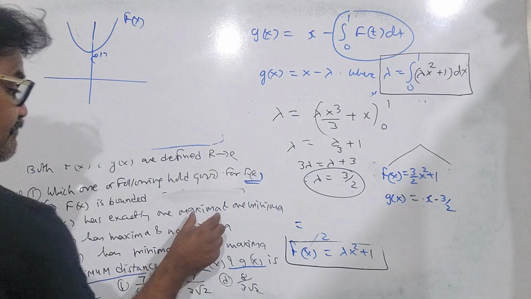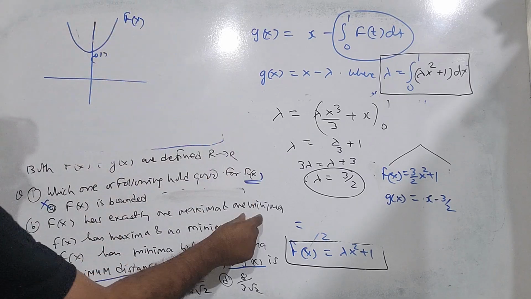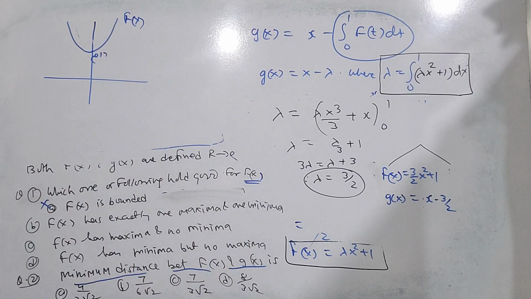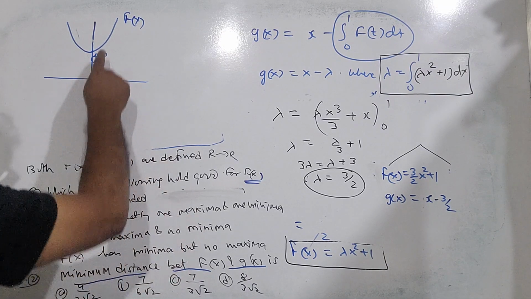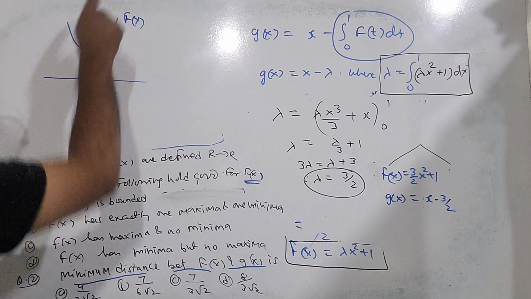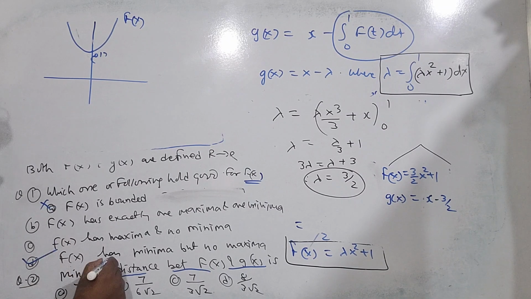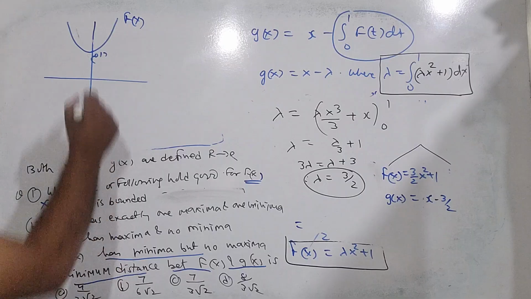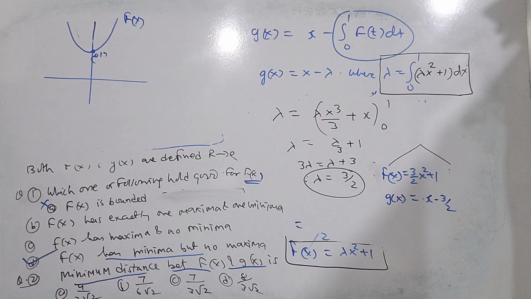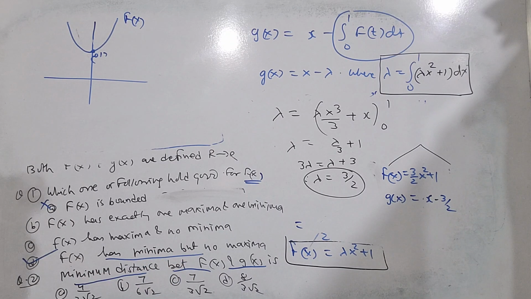f(x) has exactly one maxima and one minima? Not like that. f(x) has maxima and no minima? No. f(x) has minima, but no maxima? That option is correct. f(x) has minima. This point is the point of minima, but no maxima. Therefore, this option is correct.